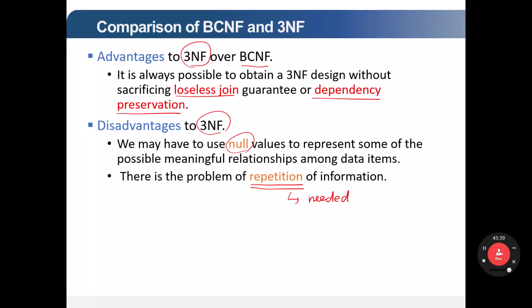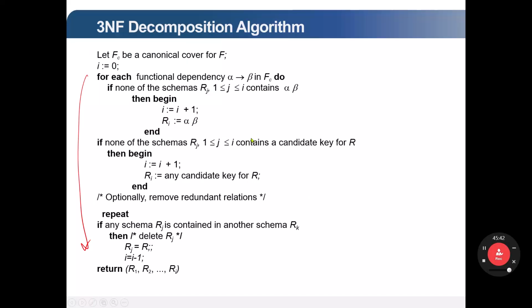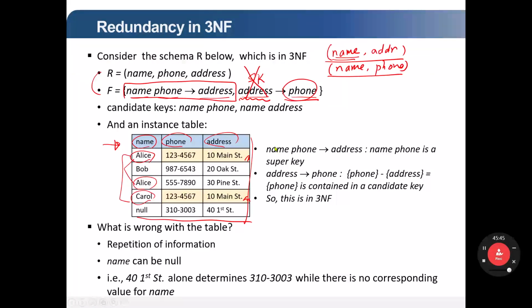Let's do the example. I don't think I can come up with a good example for this particular example. Oh, here we have a null value here. How come we have a null?